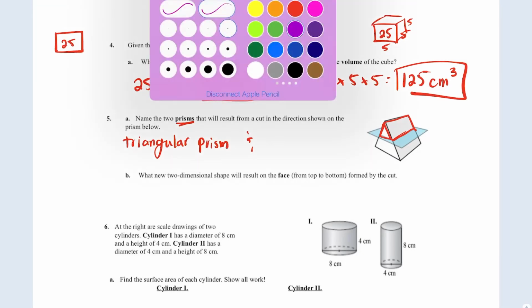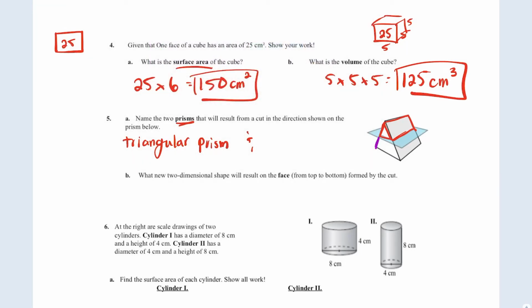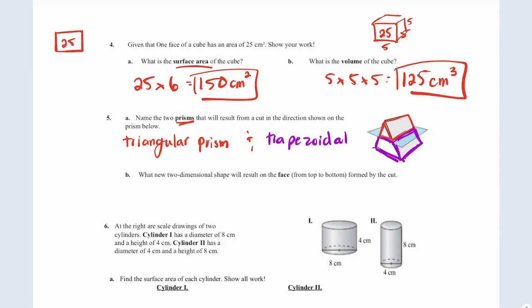And then on the bottom, I'm going to highlight this in purple. We have a shape that looks like this. You might notice that the bases are trapezoids, so we'll just call this a trapezoidal prism. If you want to just write trapezoid prism, that works too.